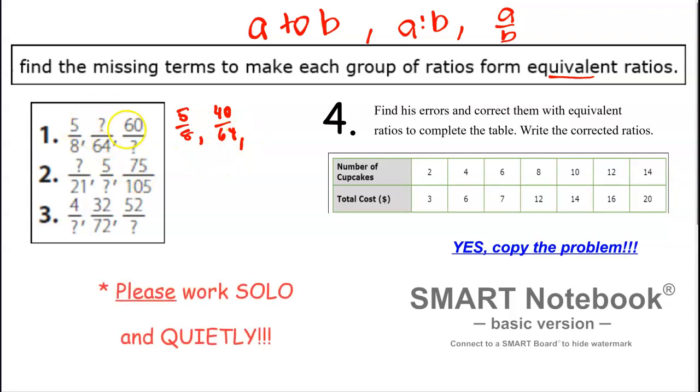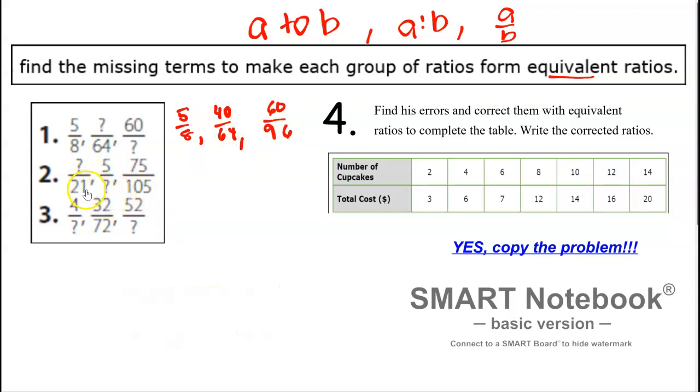To turn a 5 into a 60, I multiply by 12. So I'm going to multiply the 8 by 12, and I get 60 over 96. Times 12, carry the 1, 8, so 96. If you followed along, great. If not, you can just copy this down, and we're going to go a lot slower in class. All right, so let's try this again.